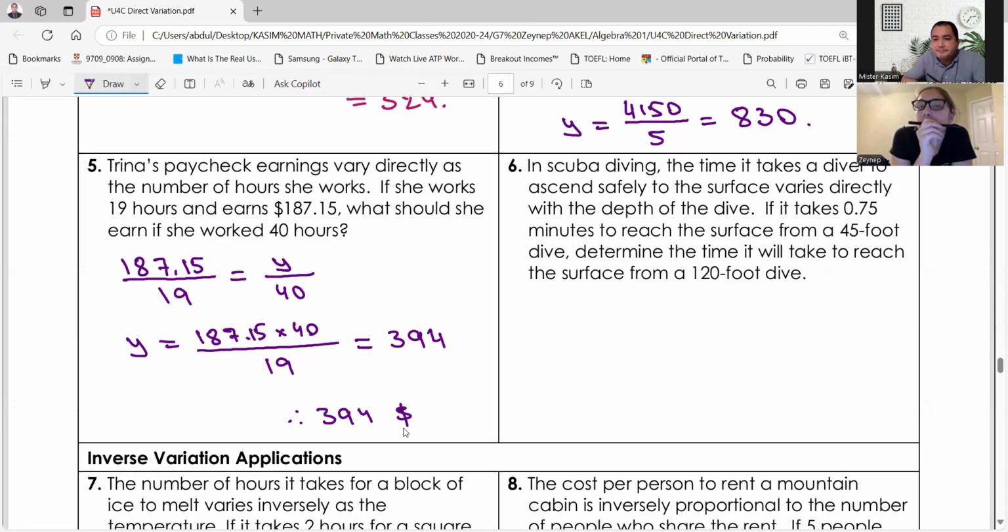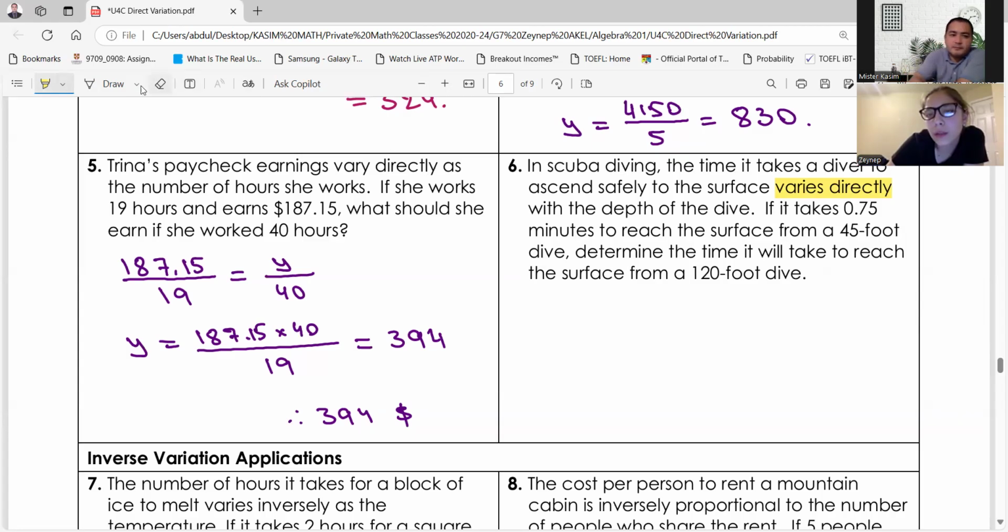Okay. Let's see, y equals kx. Read question 6. In scuba diving, the time it takes the diver to ascend safely to the surface varies directly with the depth of the dive. If it takes 0.75 minutes to reach the surface from a 45-foot dive, determine the time it will take to reach the surface from a 120-foot dive.